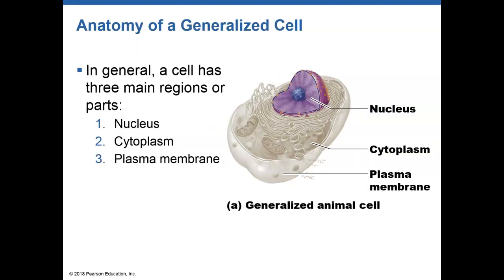There are three basic parts to a cell: the nucleus, which you can see here, the purple structure, the cytoplasm, which is that liquid environment that contains all of our organelles, and then the plasma membrane, which is the outer barrier of the cell.